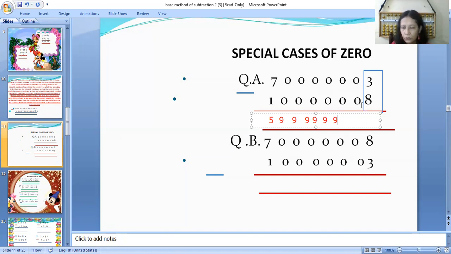You have to take the complement of 8. Complement of 8 is 2. So 2 plus 3, 2 plus 3 is 5. And this is the last number also, so you will do it like this. Okay, the last number you will not change. Now move to the next question.